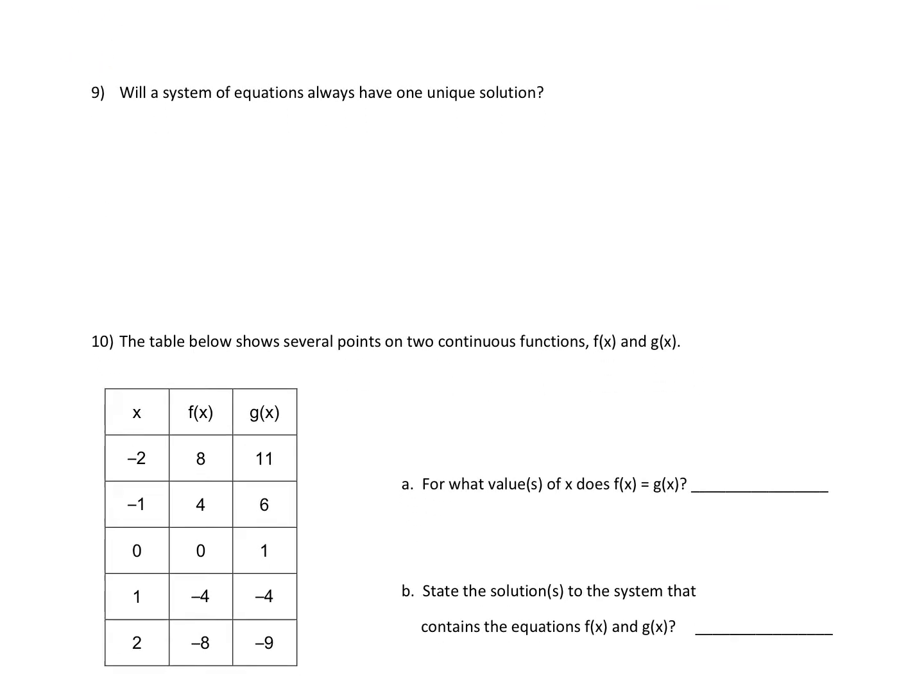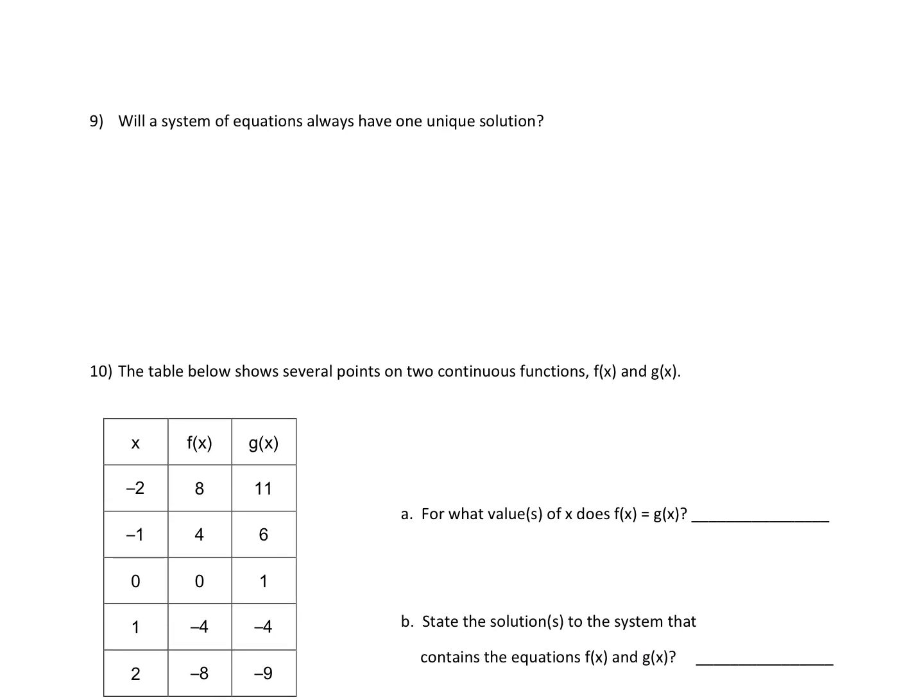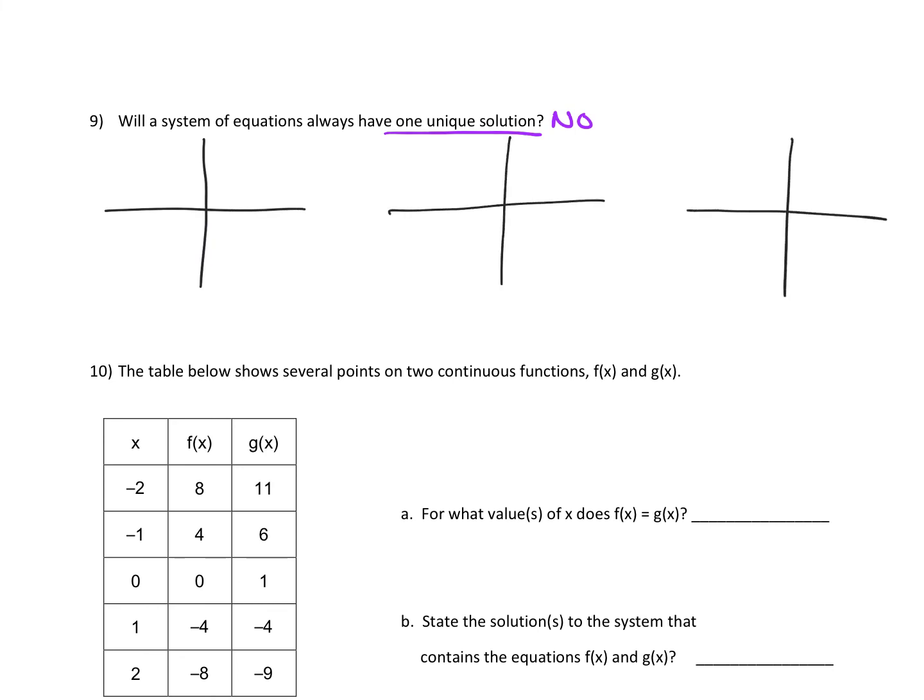Something else we need to know is, will a system of equations have only one unique solution? The answer is no. So let's talk about that. I actually have 3 different scenarios that can happen when we graph a system of equations. So one scenario is that if I graph 2 lines, I'm going to get one solution.